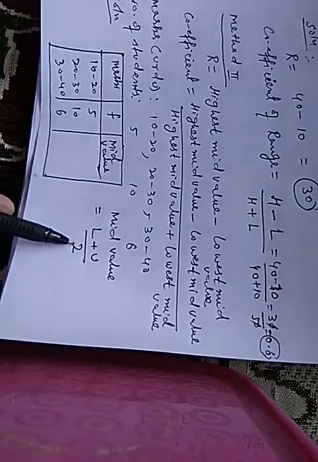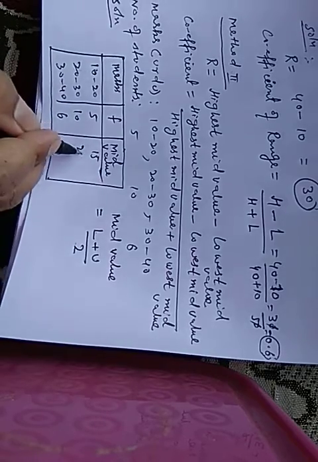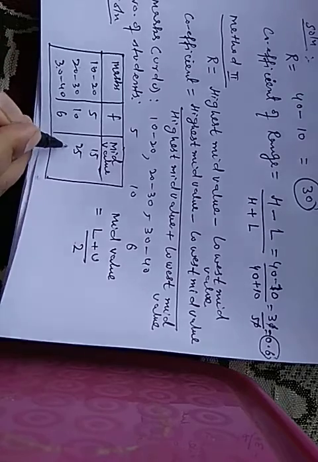Lower limit is 10, upper limit is 20. 10 plus 20 is equal to 30 divided by 2, it will be equal to 15. Lower limit plus upper limit, 20 plus 30, is equal to 50 divided by 2, it will be equal to 25. Similarly, lower limit is 30, upper limit is 40. 30 plus 40 divided by 2, it will be equal to 70 divided by 2, it will be equal to 35.